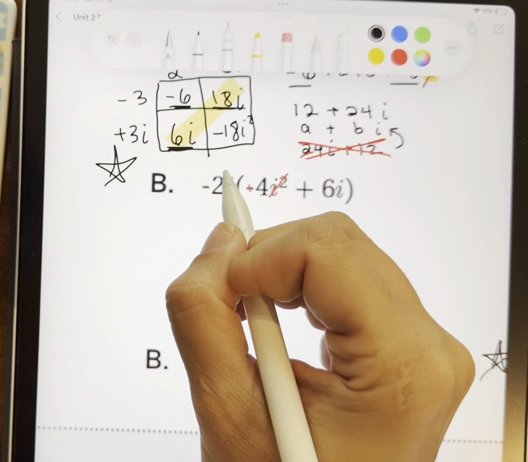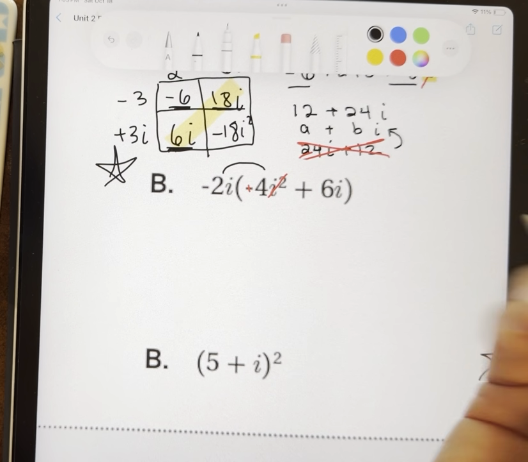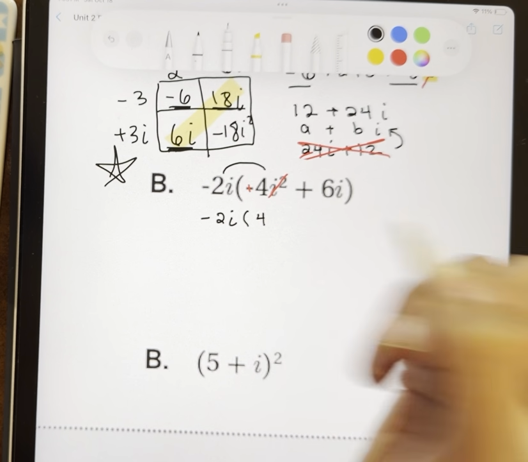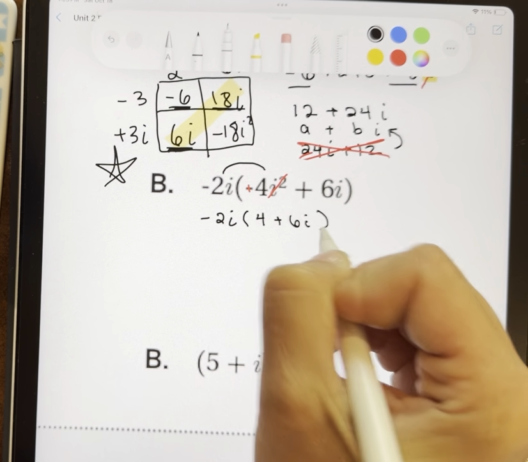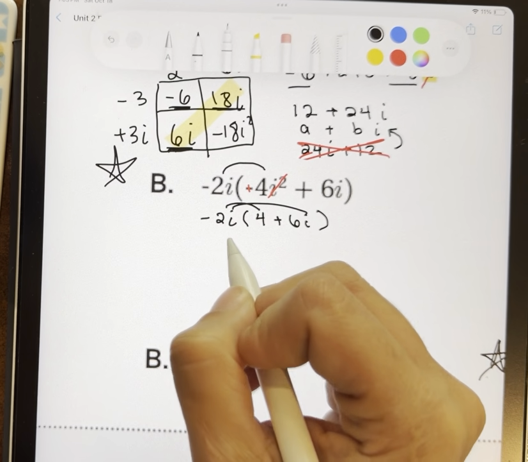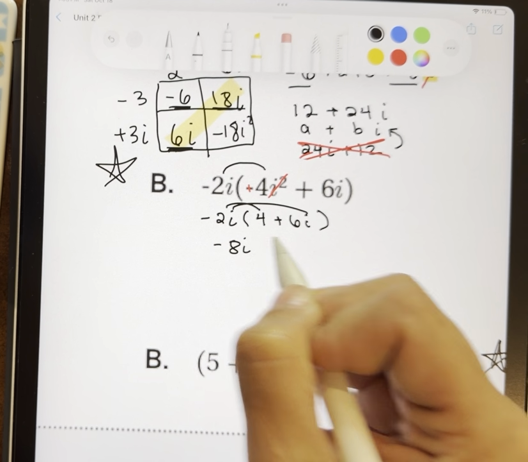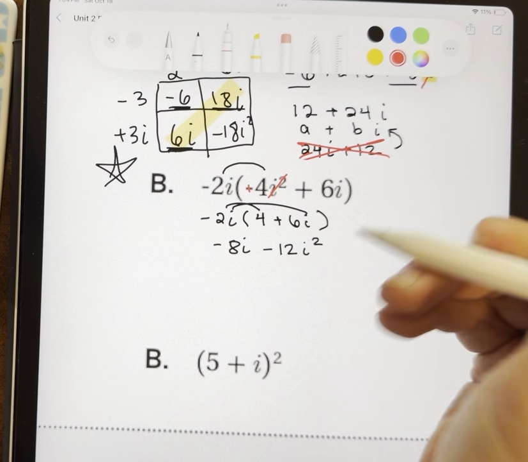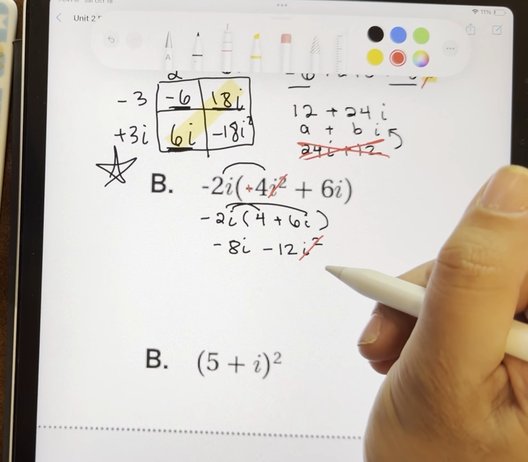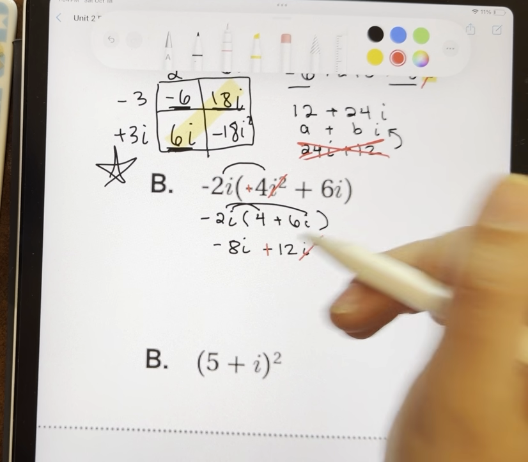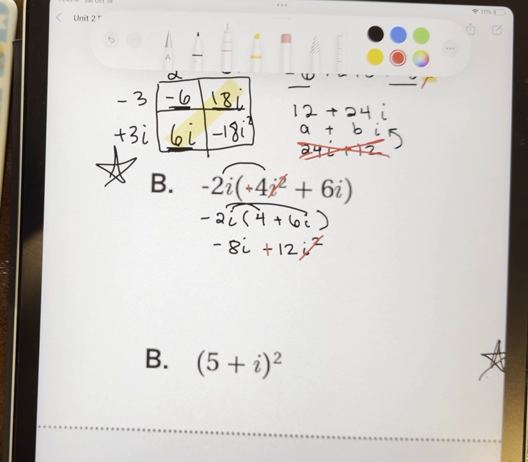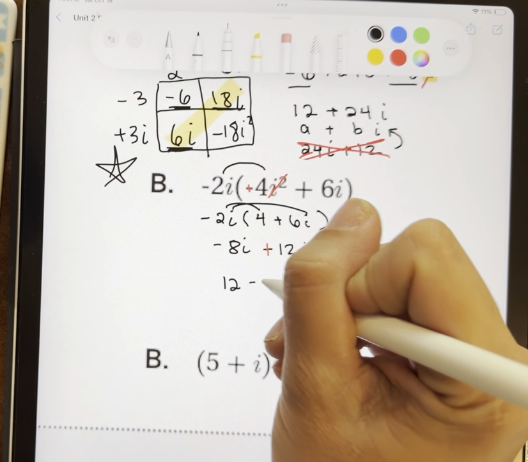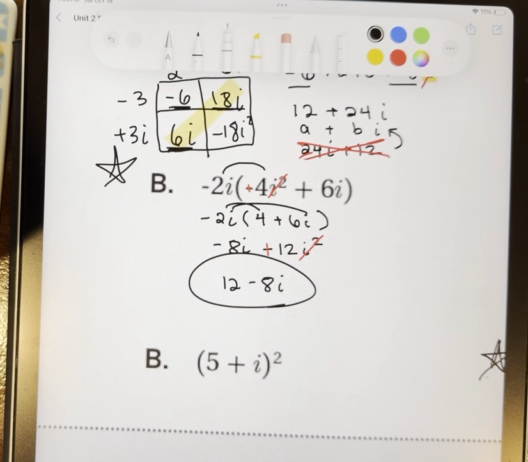So now I have negative 2i times positive 4. Oh, let me rewrite it. I don't like this. Negative 2i times positive 4 plus 6i. Boop, boop. So this is negative 8i minus 12i squared. And then here we are again with I squared going away. But before it does, it turns this into the opposite sign. And then now I have 12 minus 8i. Final answer.